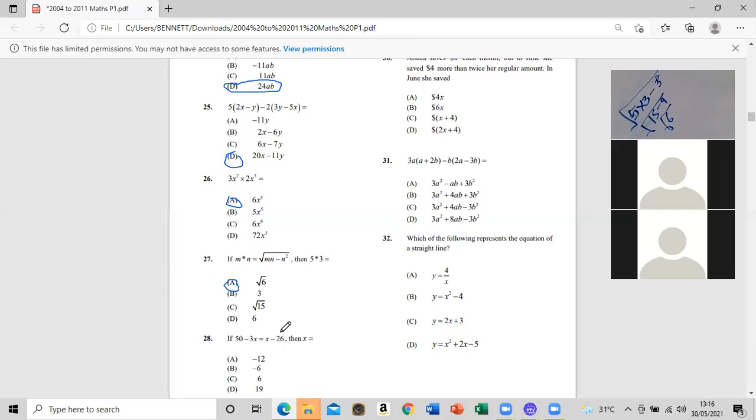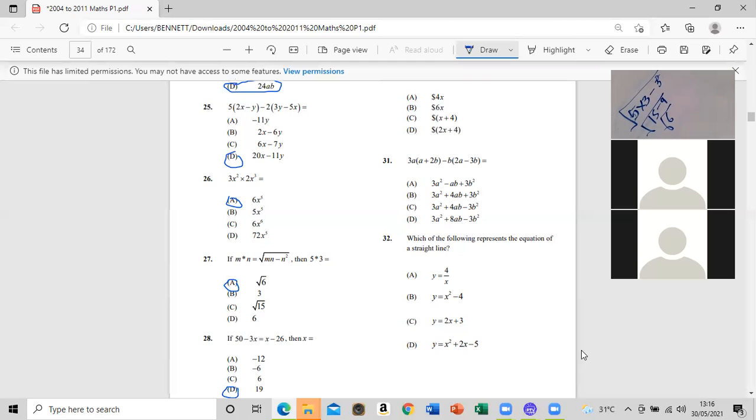All right, 28. If 50 minus 3x is equal to x minus 26, then x is equal to. First of all, we care about the x here. So we are getting negative 4x, and then we care about the negative 4x and 19. Work it out though, guys. But I would say 19 right away.